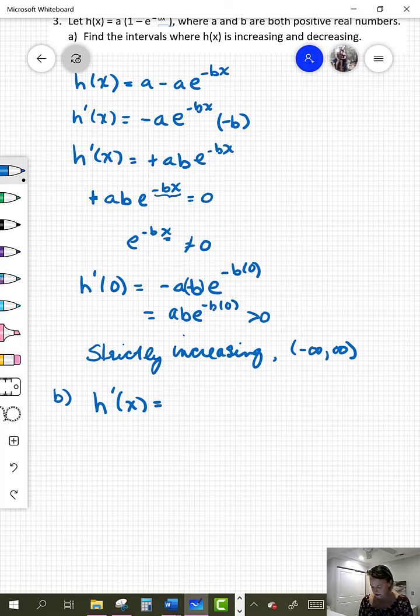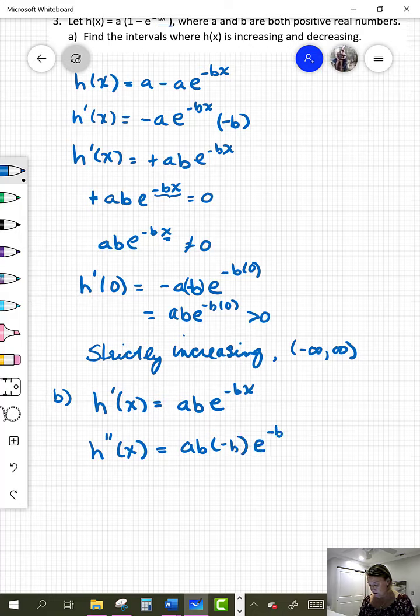So we're now looking at ab e to the negative bx, looking at the derivative of that. So the second derivative, we have ab all times the derivative of the exponent, which is negative b, times e itself, e to the negative bx. So this is equal to negative ab squared, e to the negative bx.